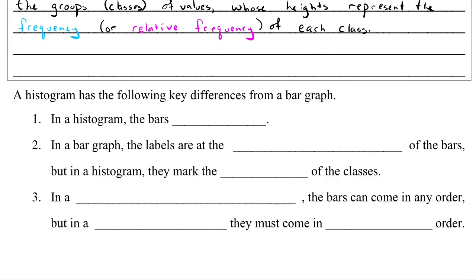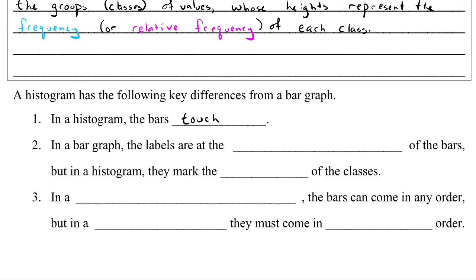The most obvious visual difference is that in a histogram, the bars touch. So if you want to know at a glance whether you're looking at a bar graph or a histogram, look and see if the bars touch. There are other differences, though, that are caused by the different types of data.